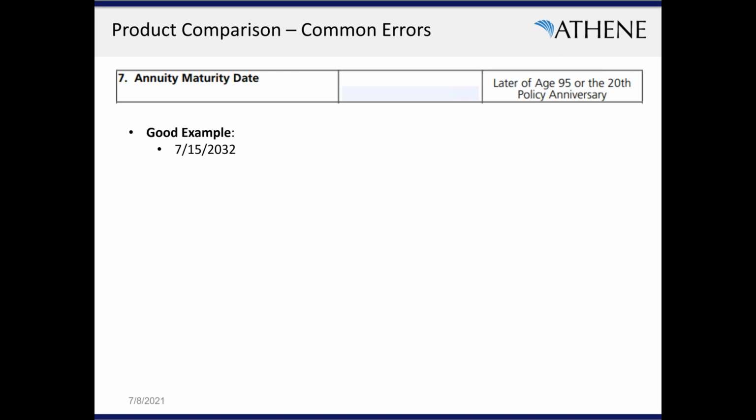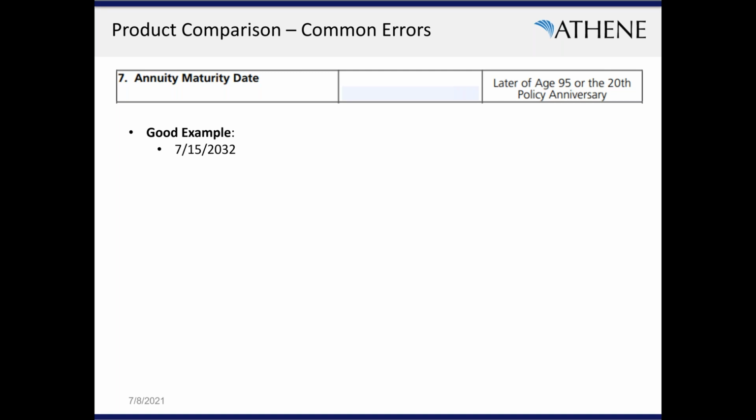And I do see a question in the chat about most carriers having the comparison form on the replacing annuity pre-filled. Yes, we do the same thing. If you look at our comparison form, almost all of our questions are pre-filled. So here's an example, the annuity maturity date. We do not have a way to put a physical date in there because it's all going to depend on when the contract is issued.